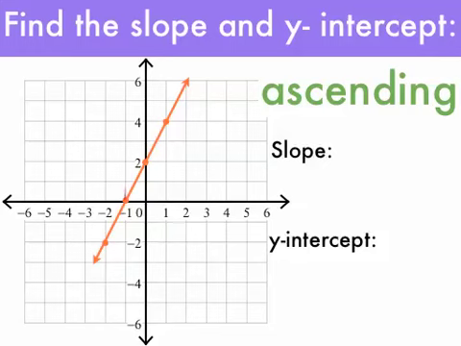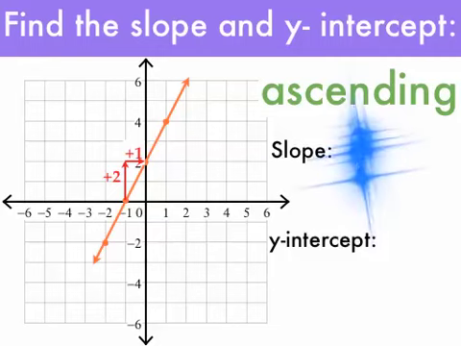I need to move up 2 units and to the right 1 unit. When I move up, that would be positive, and when I move to the right, that's going to be positive. So in this case, my slope is going to be a positive 2 over positive 1.